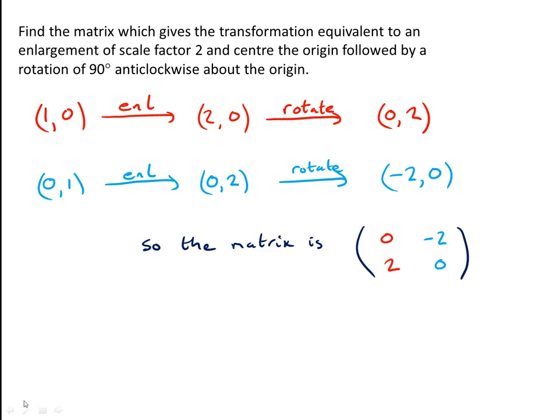So the matrix of the transformation, the first column will be the image of the point 1, 0. So the first column is 0, 2, and the second column is given by the image of the point 0, 1. So the second column is -2, 0. A little bit later on in this video, we'll see an alternative way of answering this question.